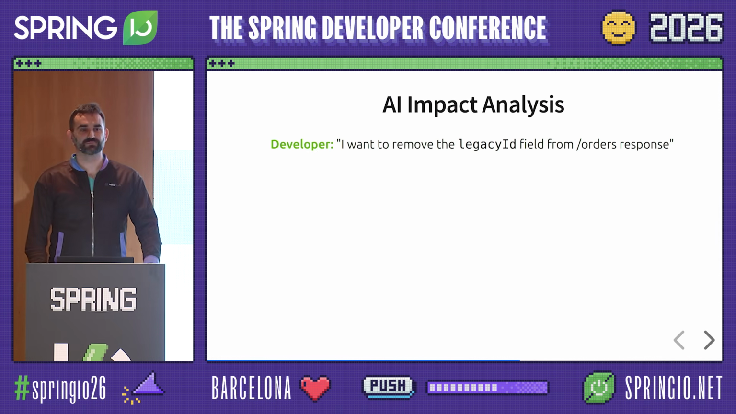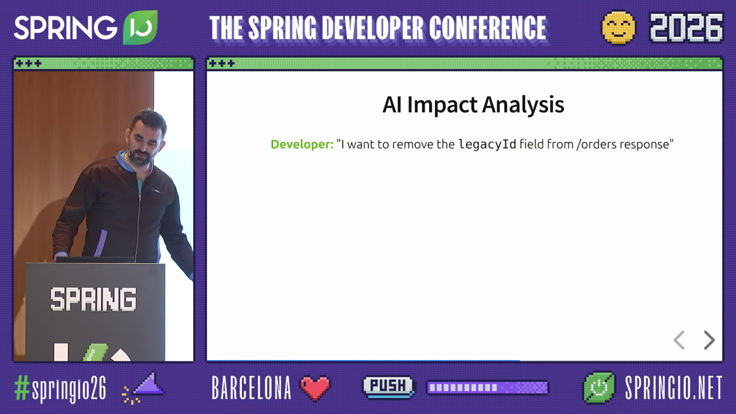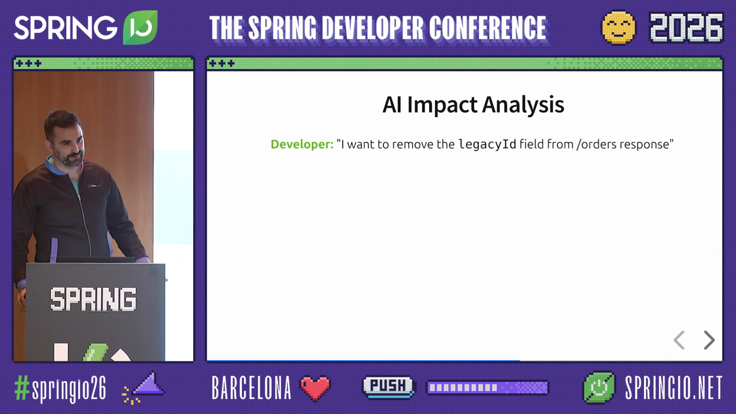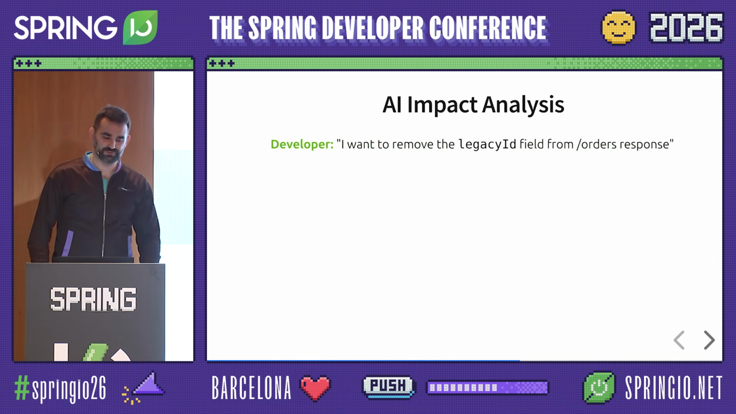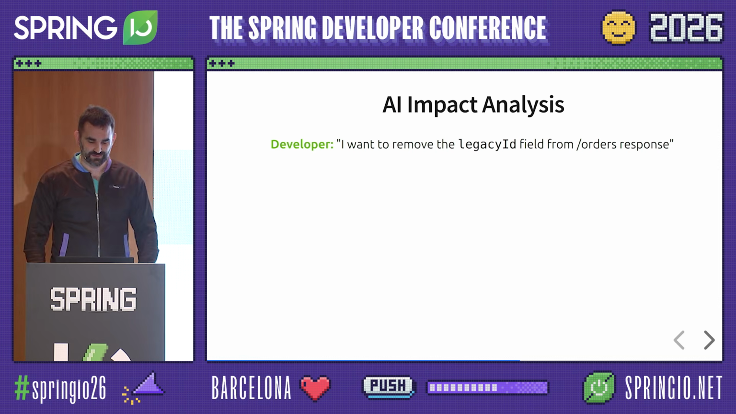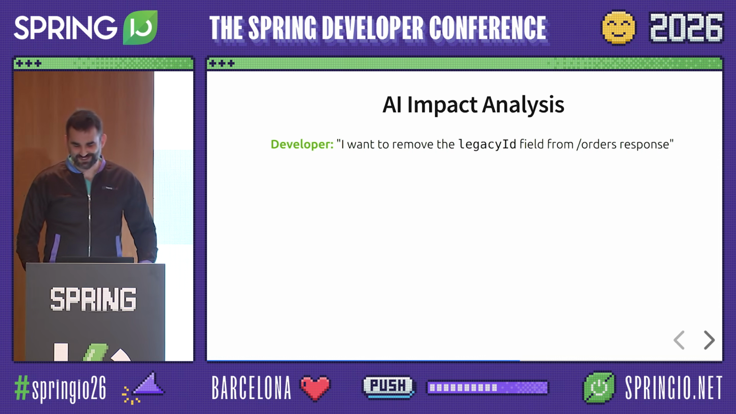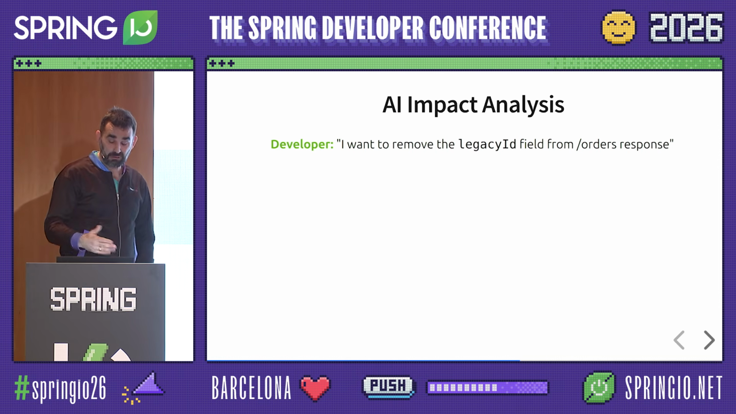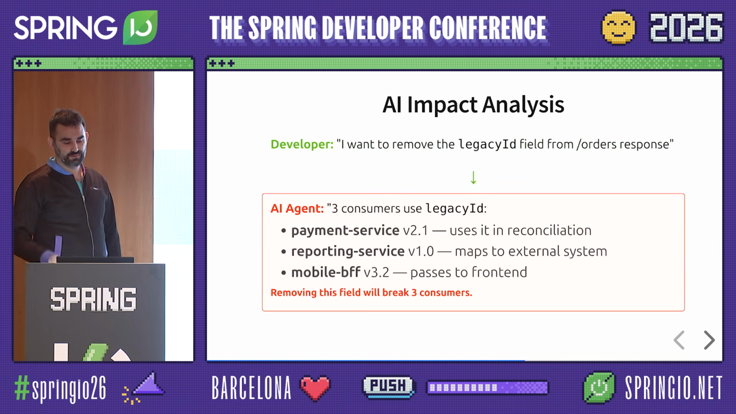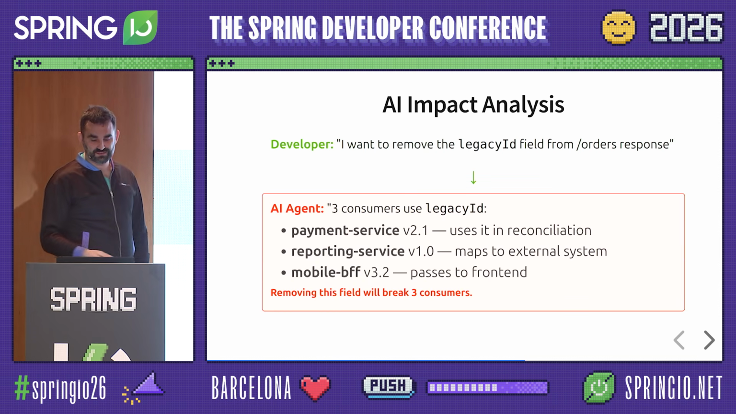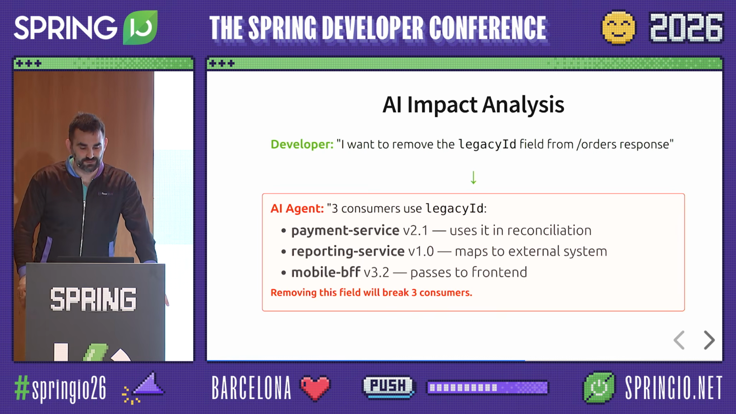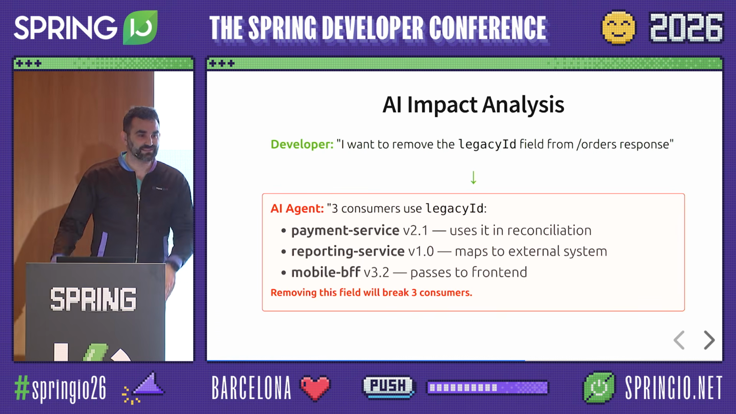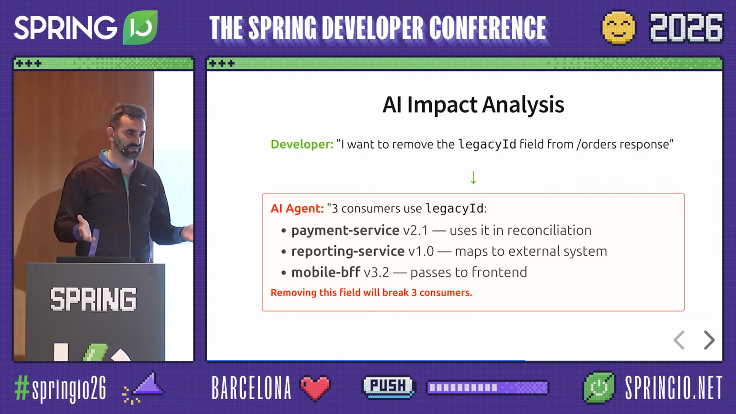Another thing, somebody comes in the morning, says, oh, it's a great day to delete something, right? And that person hasn't listened to any of us for the last 20 years saying, don't touch the API if you don't have to. Somebody says, this legacy ID field, I need to remove it. Okay, what if the agent said, you know what, it's a fantastic idea, but don't do it, because there are three consumers that use it in these versions, etc. This is exactly why we have contract tests. This is exactly the point.